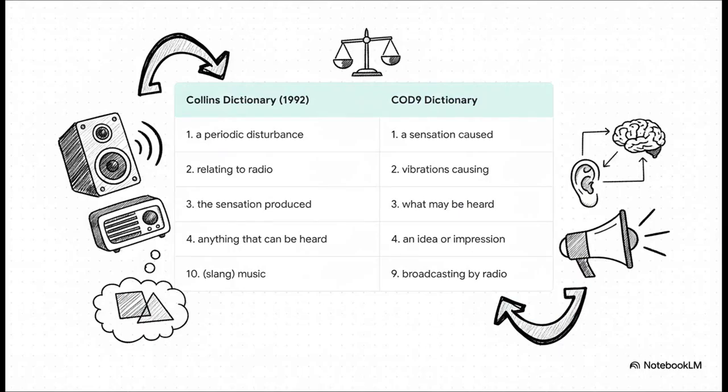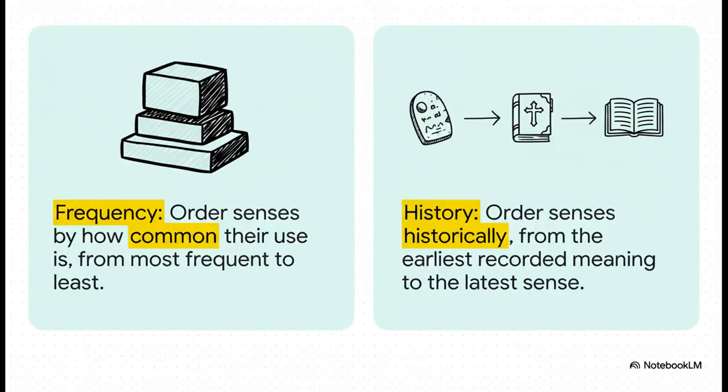Just take a look at the noun sound. Here we have 2 different major dictionaries. You'd think they'd be pretty similar, right? But they came up with completely different ways to slice and dice its meaning. This really shows you how much human judgment goes into the process. So once they decide on all the different senses, they have to put them in some kind of order. They can either list the most common meaning first, that's the frequency principle, or they can list them based on which one developed first historically.